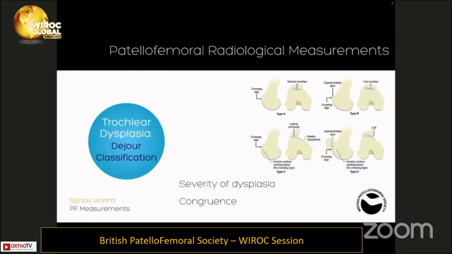I think what you should do when you're assessing these patients is assess yourself. You don't have to use a classification system, but you have your own grading system of dysplasia. So you want kind of mild, moderate, and severe. And it's always important to assess congruence of the cartilage surfaces as well, in case you are looking at doing any trochleoplasties.